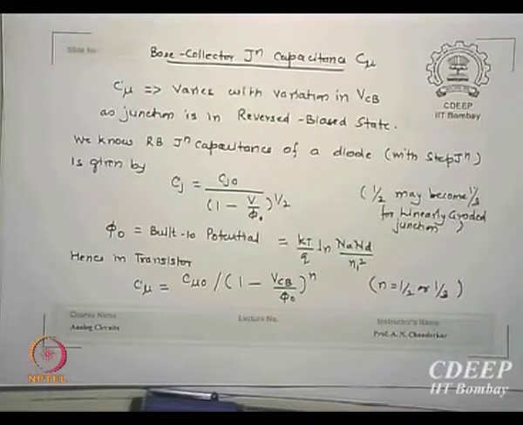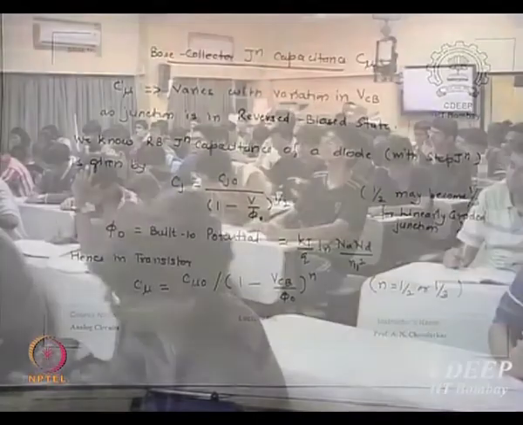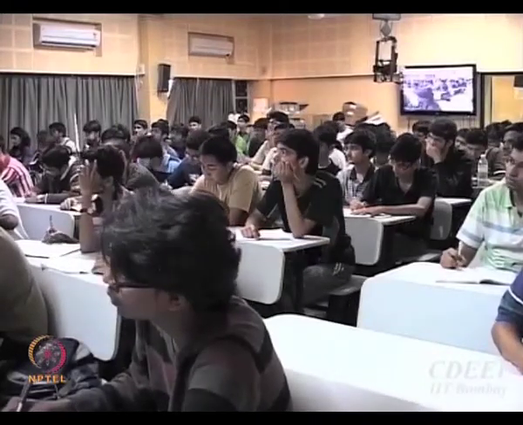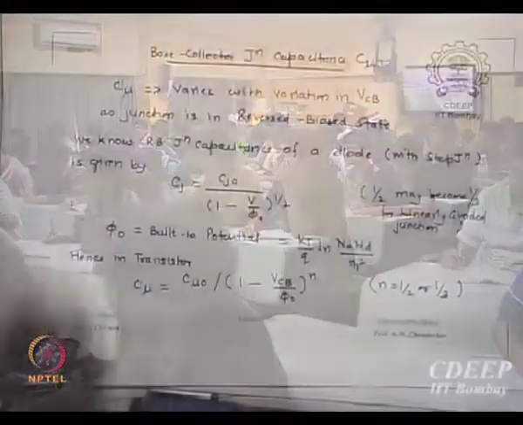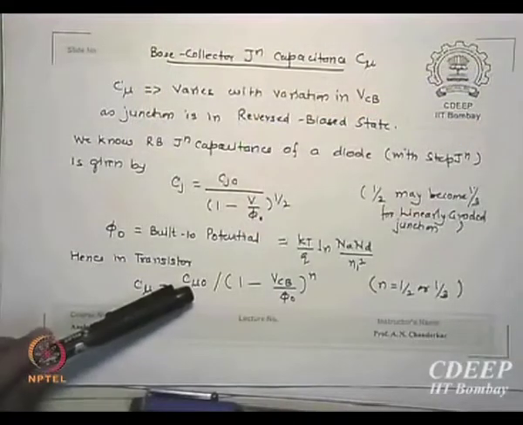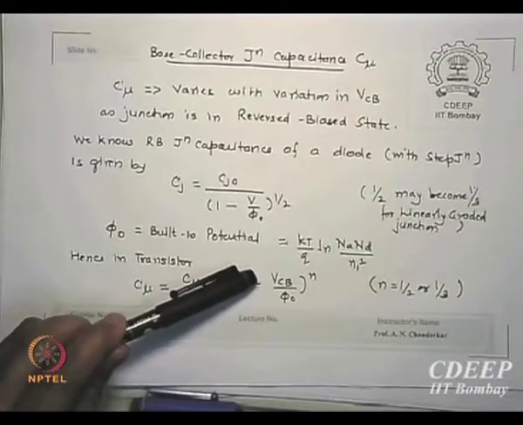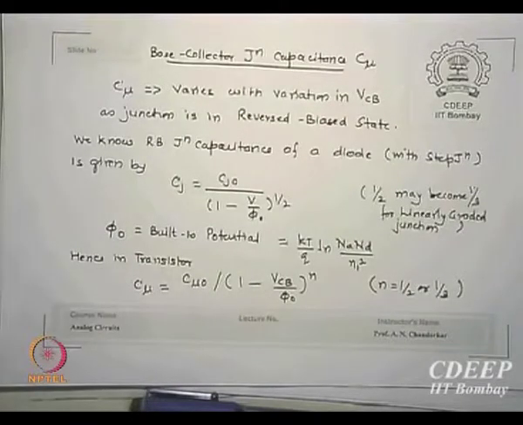Actually, it's not exponential; the function which you get there is called the complementary error function. We will not look into the math right now. For that, a value of 1/3 or 0.3 for n is good enough. So if I am given C mu 0, I know phi 0, and I know the VCB I am applying, then I can get the C mu value. Is that clear, everyone? This is like a diode capacitance, nothing great.